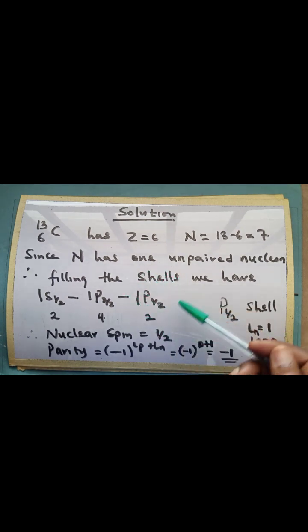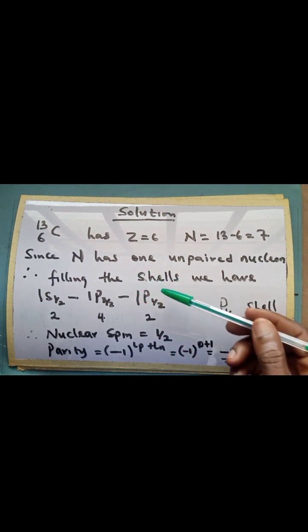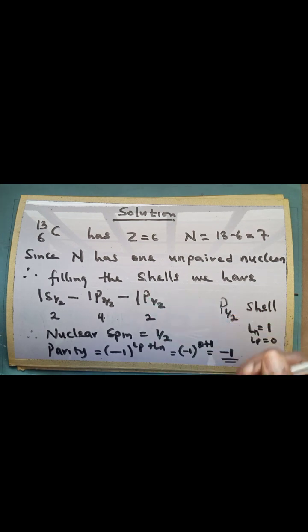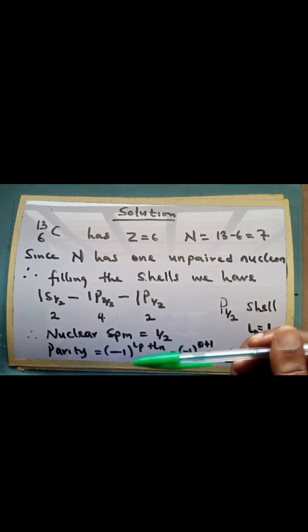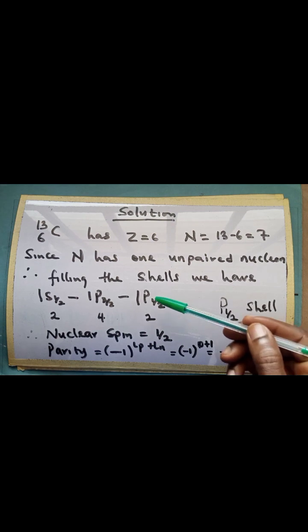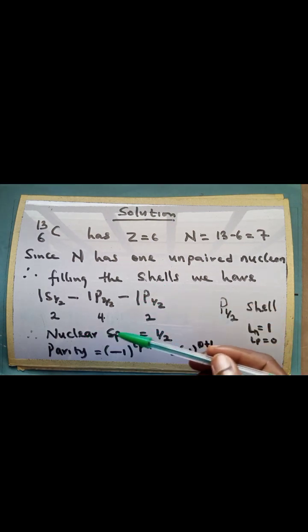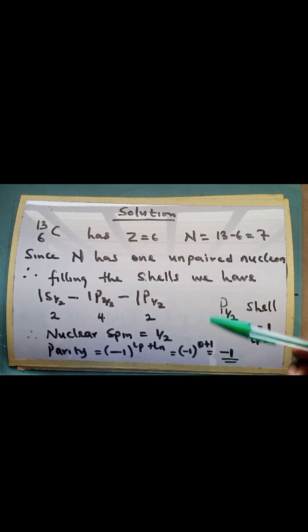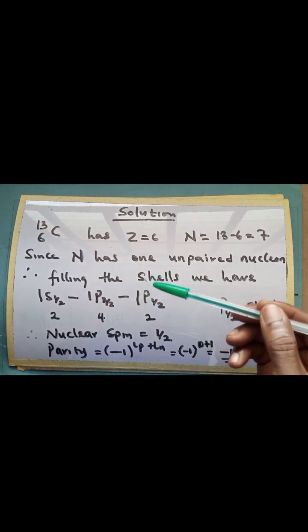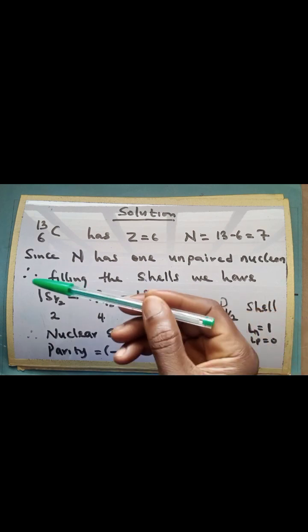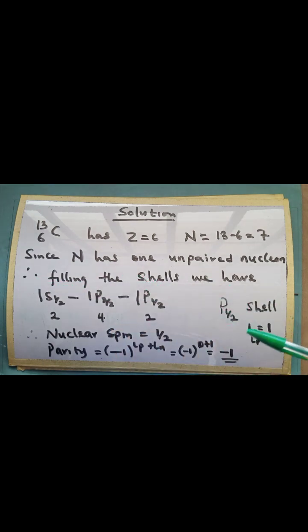Because the 7th neutron occupies this level, we can say that the nuclear spin is half. This is P. Our L will now be 1, because S is 0 and P is 1. So Ln is equal to 1 and Lp is equal to 0, since nothing falls there. So our parity will be equal to (-1) to the power Lp plus Ln.